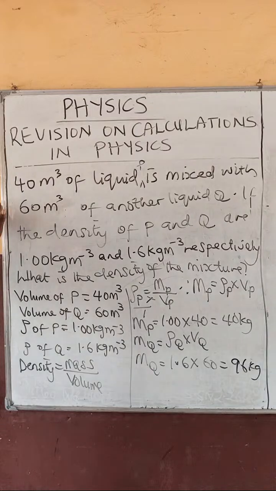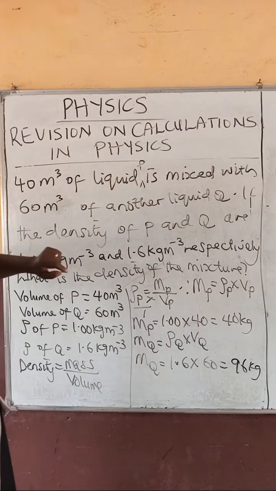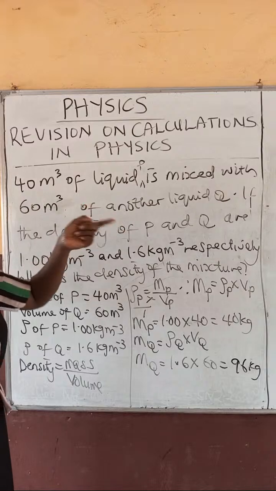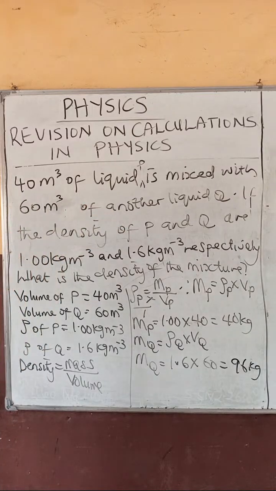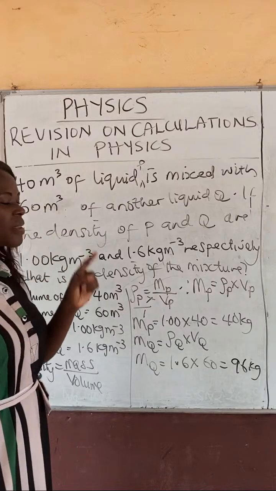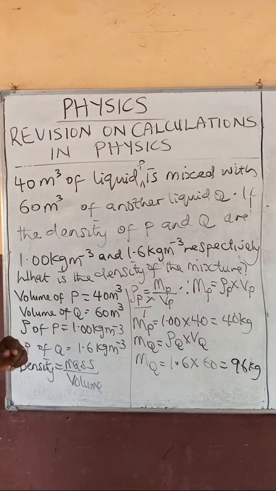I said that they gave us two different liquids. 40 meter cube of liquid P is mixed with 60 meter cube of another liquid Q, right? If the density of P and Q are 1.00 kilogram per meter cube and 1.6 kilogram per meter cube respectively, what is the density of the mixture? Now, how do we do that? My volume of P is 40 meter cube, and my volume of the next liquid, Q, is 60 meter cube.